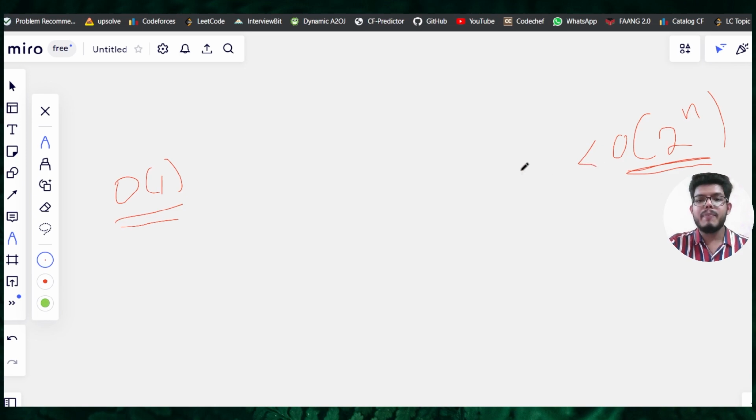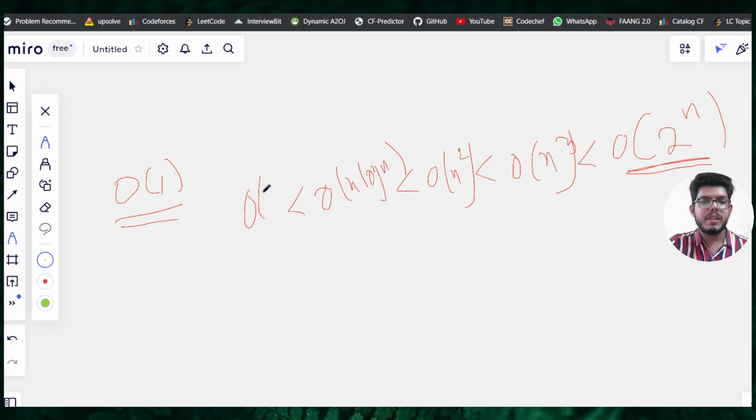Before this, we may have a big O of n cube or n to the power 4. Before this, we can have n squared time complexity, that is a quadratic time complexity. Before this, we can have a n log n time complexity. And then before that, we can have a big O of n time complexity. And before this, we can have a big O of log n time complexity. That is, if we are doing a binary search, right?